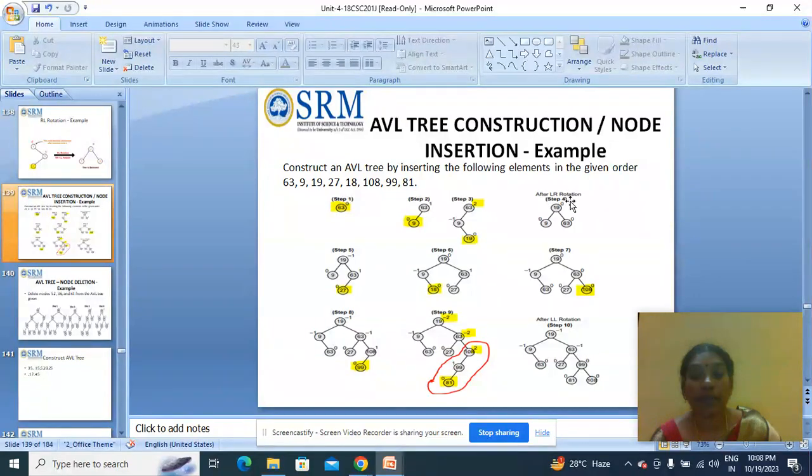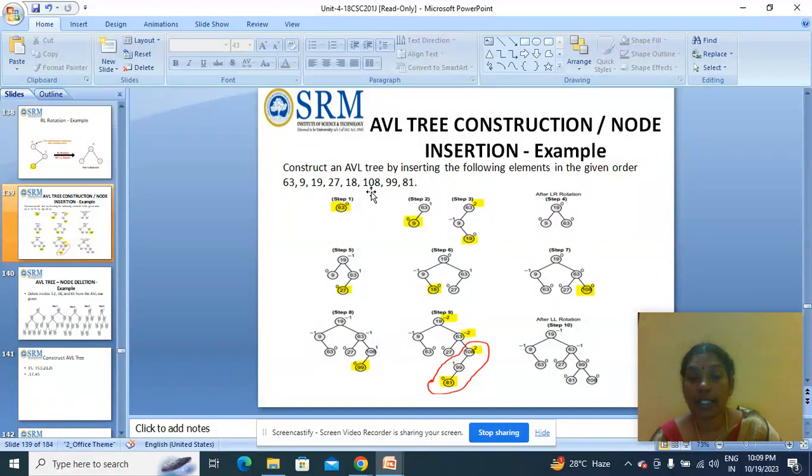Now we can continue with the next insertion, the new value 27. Compare 27 with the root node 19, it is greater. Compare with the 63, it is lesser. So place it as the left child of 63, which makes it the right-left child of the root. Now check the balance factor. All are having a valid balance factor, so no violation. We can proceed for the next insertion.